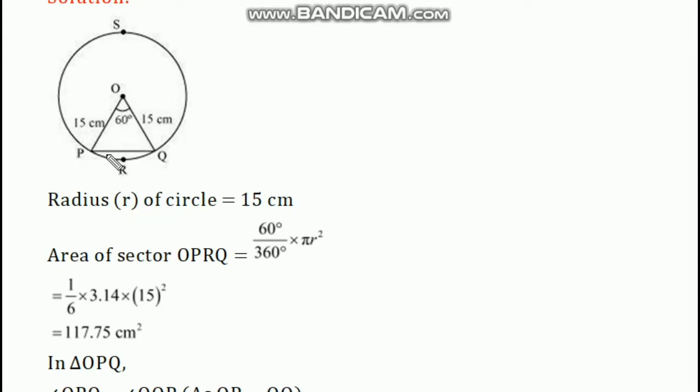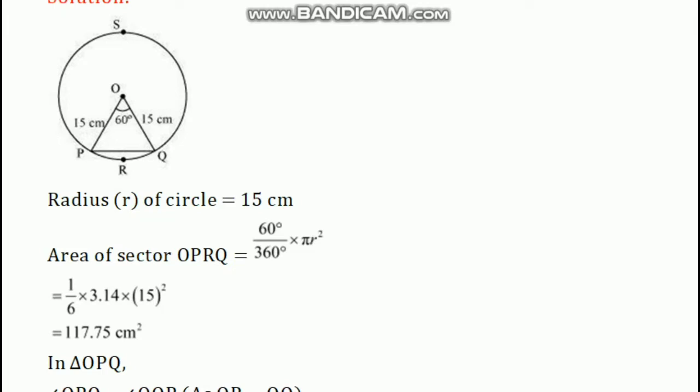Next we need to find out the area of triangle OPQ. So see, this is an isosceles triangle. So the angle between the equal sides is 60 degree, then the sum of the remaining two angles is 120 degree. Since this is an isosceles triangle, these two angles are equal. So the angles are 60 degree, 60 degree. Here all the angles are equal. So this is what kind of triangle? This is an equilateral triangle.